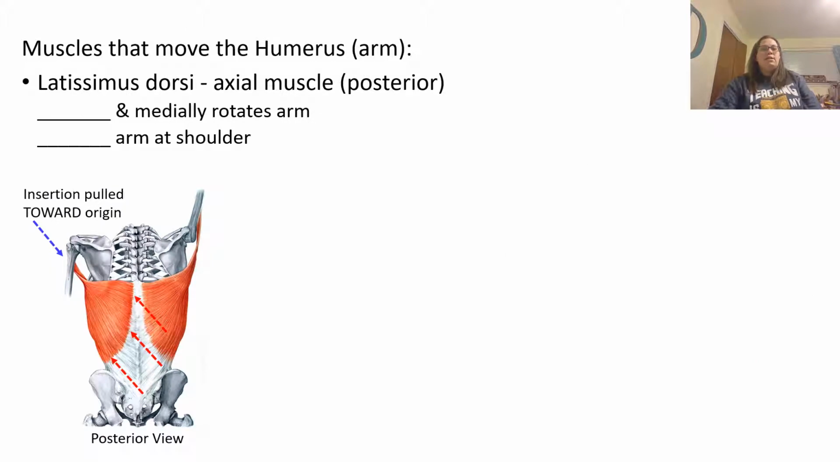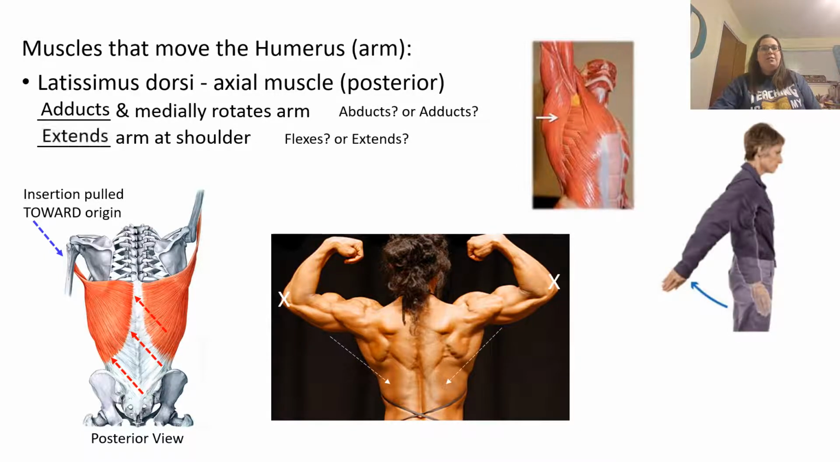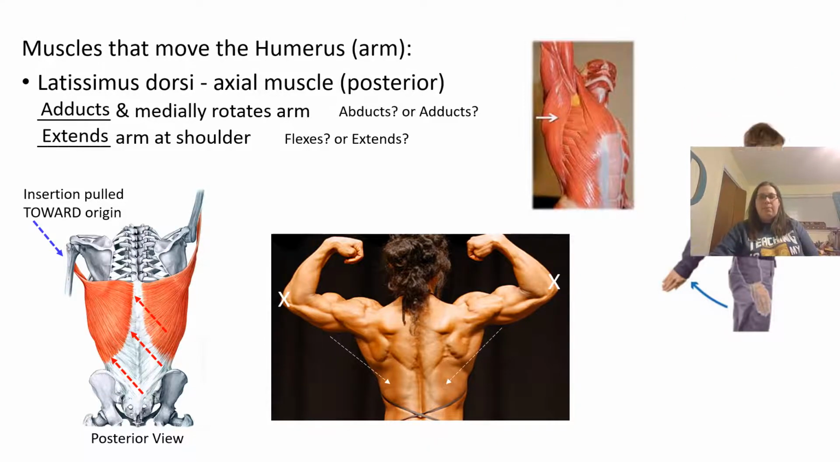We also see that you have the Latissimus Dorsi. This is an axial muscle as well, but it's found on your back. It's a very large muscle on your back. We see that it is going to allow you to adduct and medially rotate your arm. All right, so it's going to allow you to adduct. Also, it's going to allow you to rotate. This is also going to help you extend your shoulders, so going back. All right, and so the Latissimus Dorsi, and you can see it's located here.